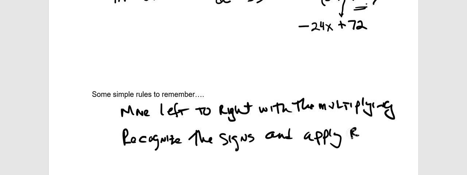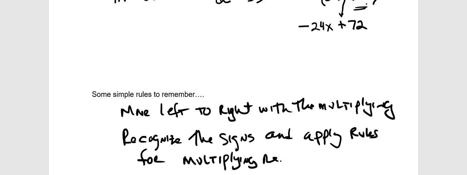Apply rules for multiplying real numbers. So that just simply means when you have a negative times a negative, make sure it shows up as plus. When you have a negative times a positive, make sure it shows up as minus. Okay, so those are two quick rules.